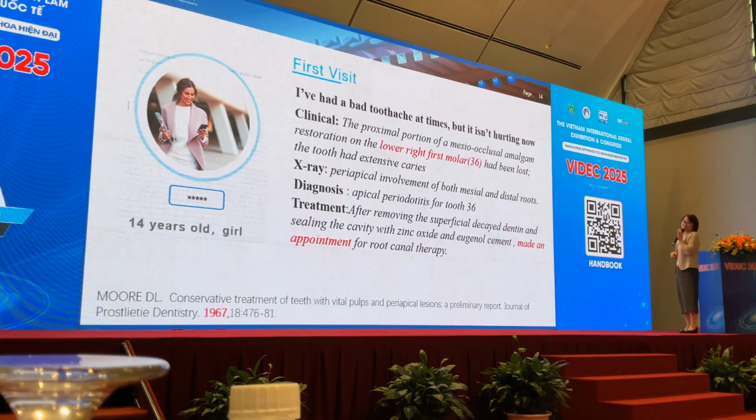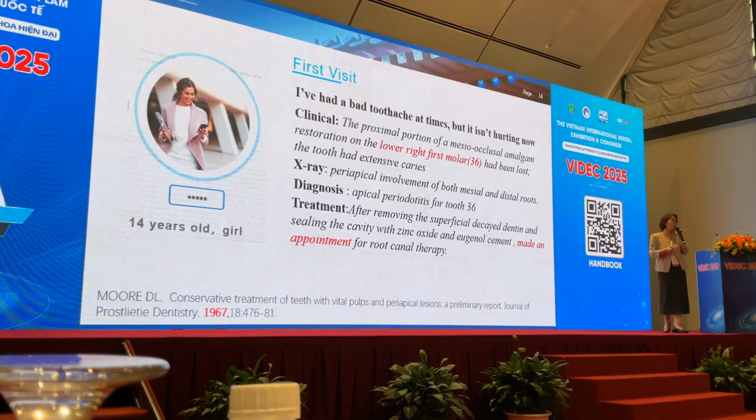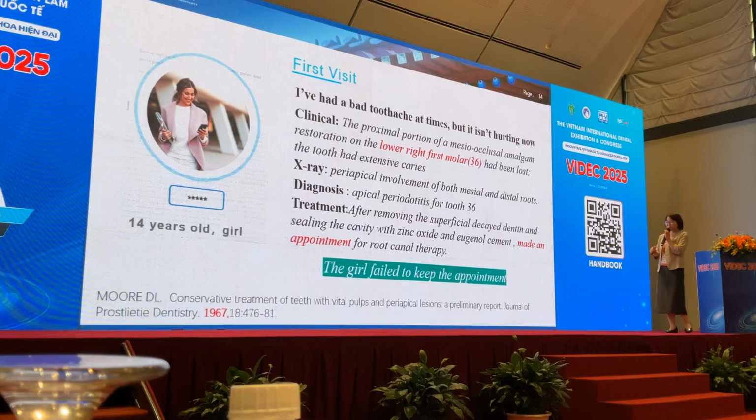Right? It's reasonable. So the dentist just removed the superficial decayed dentin and sealed the cavity with zinc oxide and eugenol cement, then made an appointment for what? For root canal therapy. Right? It's normal. But the girl failed to keep the appointment.